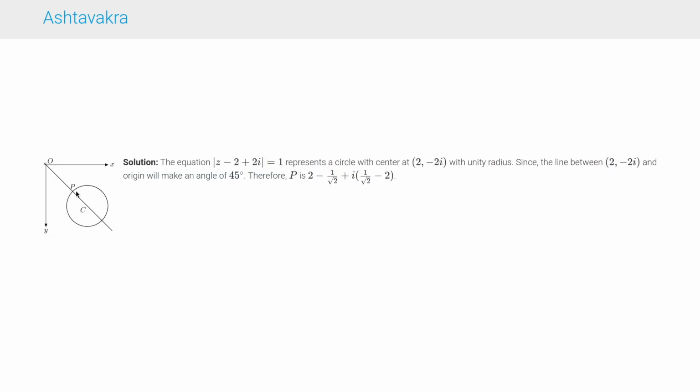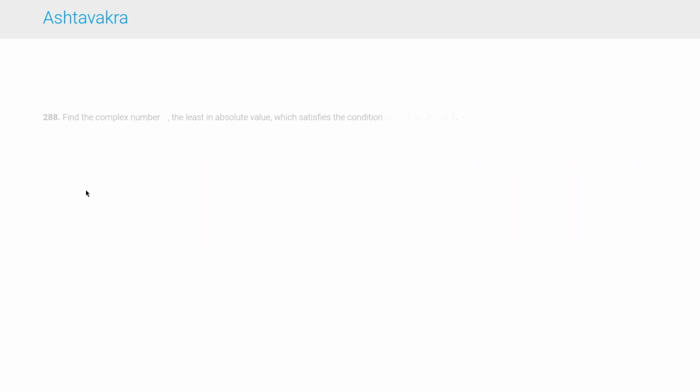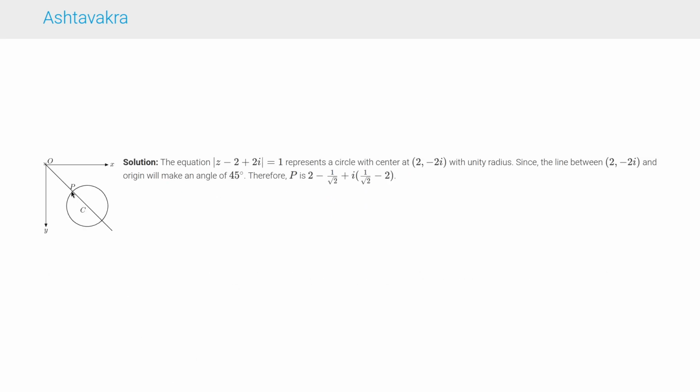z minus 2 plus 2i. So the x coordinate is 2 and y coordinate is minus 2, which is the center here. Now least value in absolute value, so least in absolute value will be this point P. So the line from origin which we will draw will make an angle of 45 degree. Therefore P would be 2 minus 1 by root 2 plus i times 1 by root 2 minus 2.